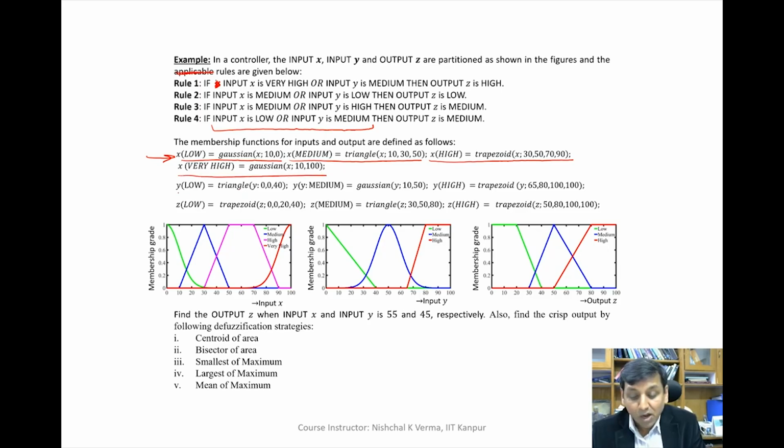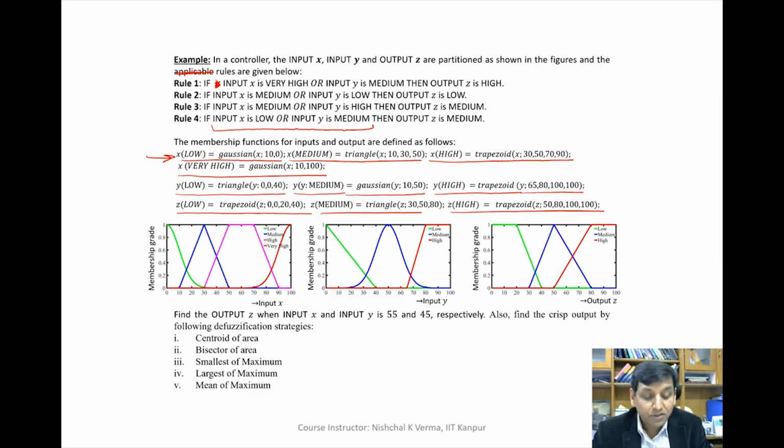Similarly, we have the Y fuzzy sets. The membership function for Y low is a triangular membership function, and the vertices are 0, 0, 40. Similarly, for Y medium, we have a Gaussian membership function with 50 as the mean and 10 as the standard deviation. Similarly, Y high is a trapezoidal membership function, and then we have output Z low, Z medium, and Z high, the trapezoidal membership functions respectively.